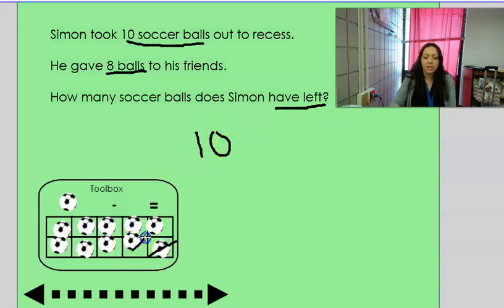So 1, 2, 3, 4, 5, 6, 7, 8. And I'm left with how many in my 10 frame? 2, that's right. So my subtraction number sentence would be 10. I took away the 8, and then I was left with how many? I was left with 2. Very good. All right, let's try another one.